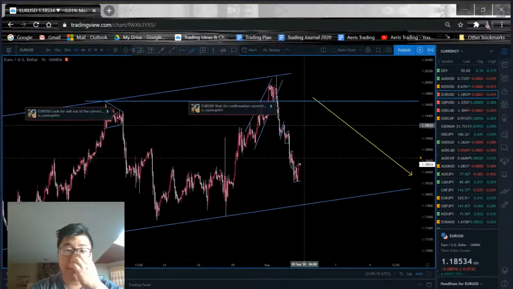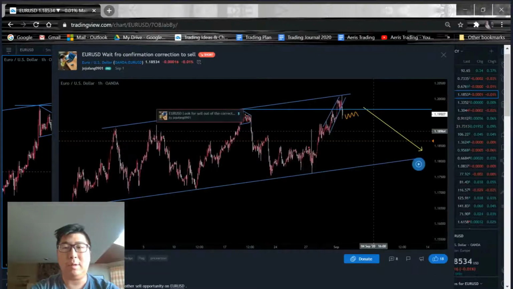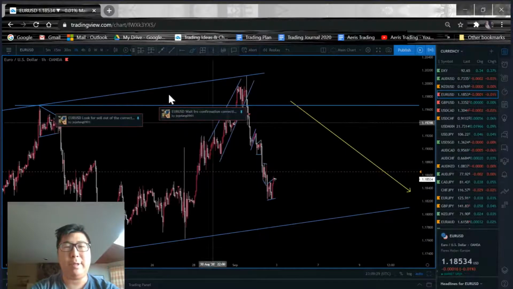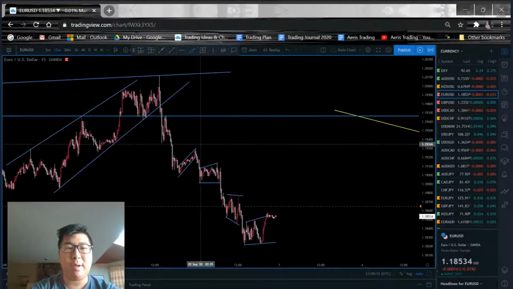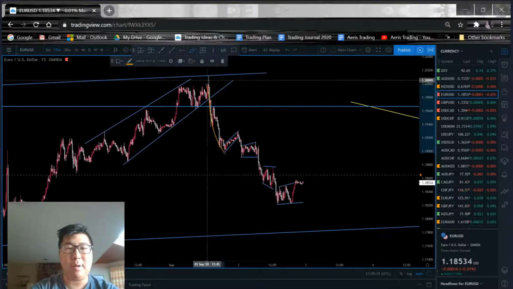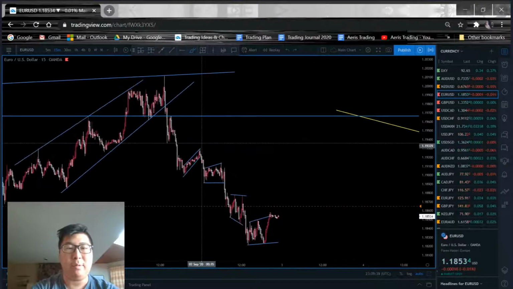Euro dollar. Euro made a post yesterday or two days ago, looking for a correction to take the trade short. Sorry, we did get that. Let's go to the lower time frame. This is my entry here. This is an ascending type of channel formation. We had an impulse away from this channel, and I mentioned look for any type of lower time frame continuation.